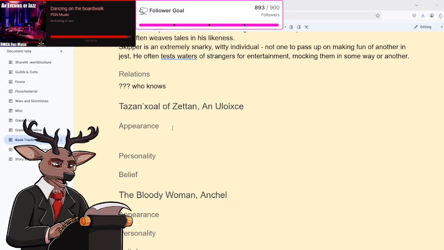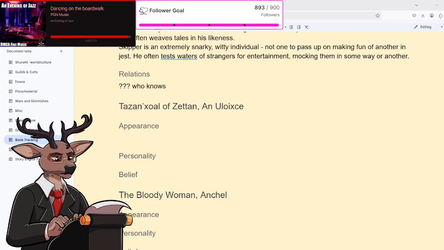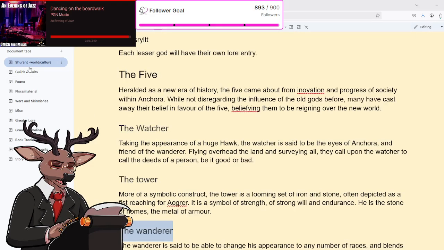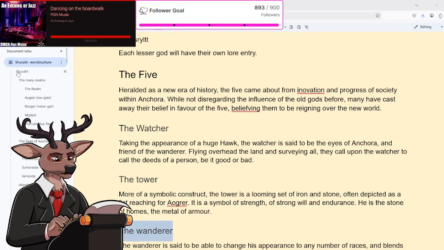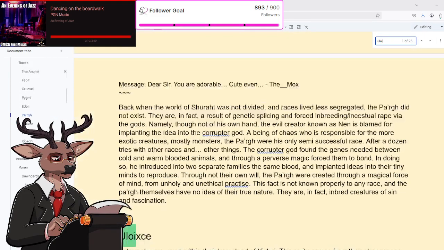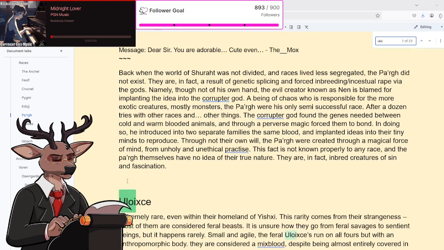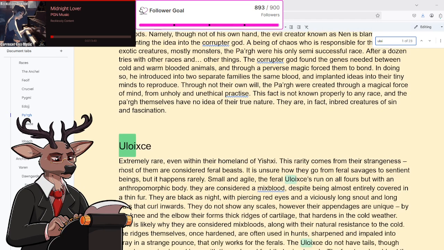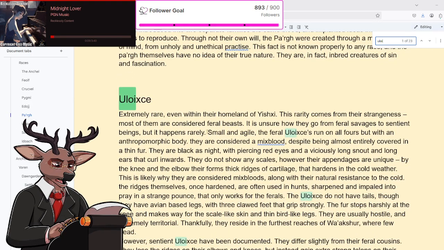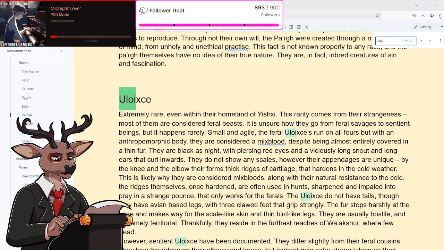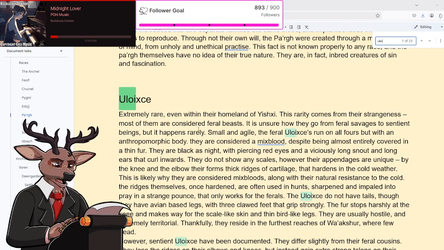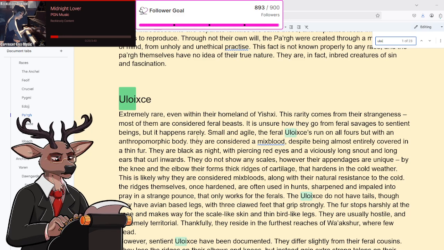So Tazen is an Oloichi, which let me read to you. Let me Control F. There we go. Oloichi. Extremely rare, even within the homeland of Yixi. This rarity comes from their strangeness. Most of them are considered feral beasts. It's unsure how they go from feral savages to sentient beings, but it happens rarely.